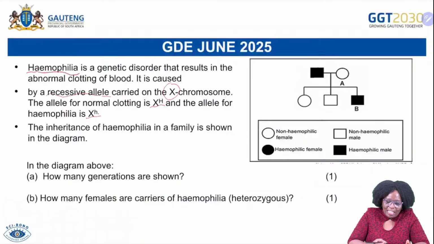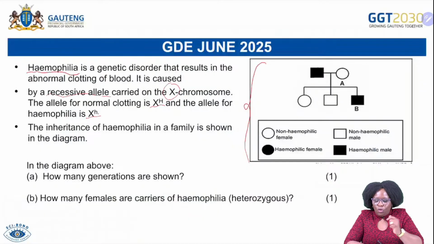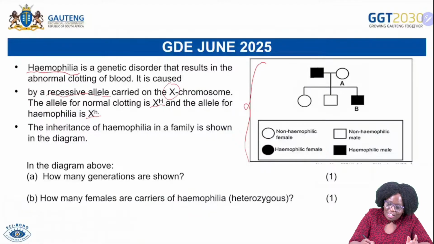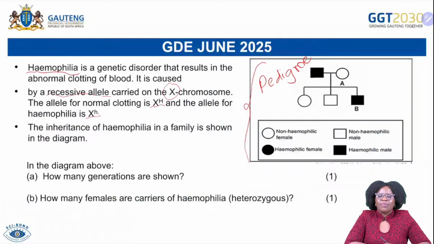The inheritance of hemophilia in a family is shown in the diagram. So we have got a diagram here that is showing us the inheritance of hemophilia. If I may ask you, what do we call this diagram, by the way, grade 12s? This is a pedigree diagram. So just remember that this is our pedigree diagram.